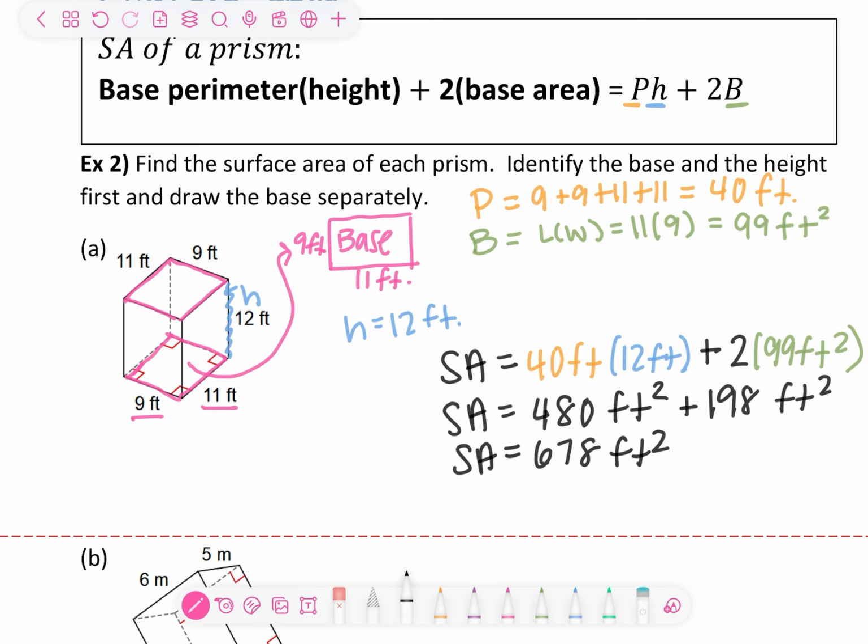Surface area is measured in the same units as regular area because it's just the same as the regular area of a 2-dimensional figure, but adding them all up for that 3-dimensional figure. All right, let's look at the next one.